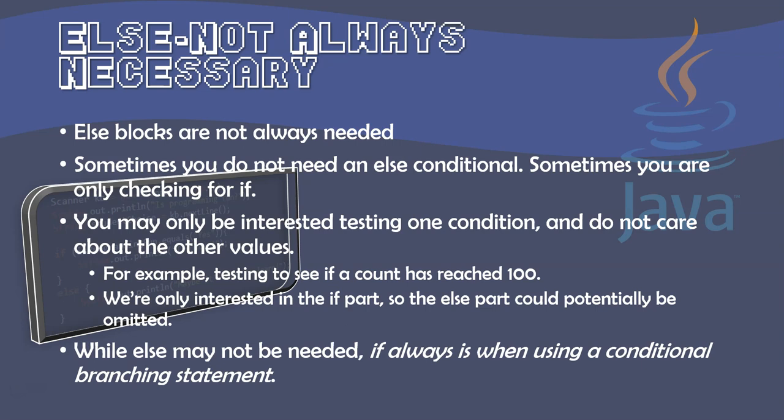And what else may not always be needed? The if part is always going to be required when using a conditional branching statement here. So we're always going to have that if part. Again, we may not have else, but we're always going to have an if.